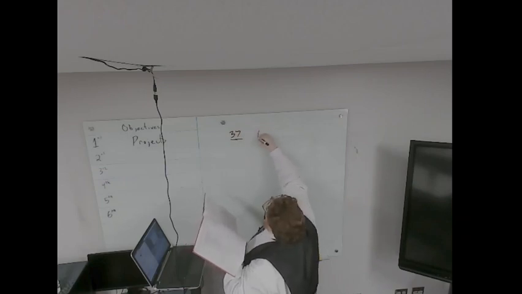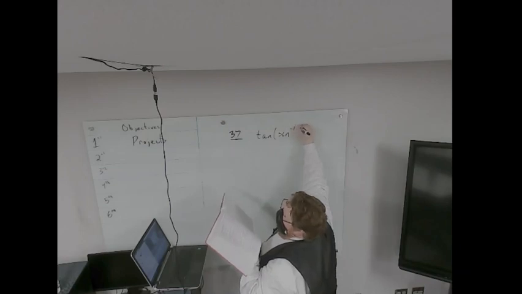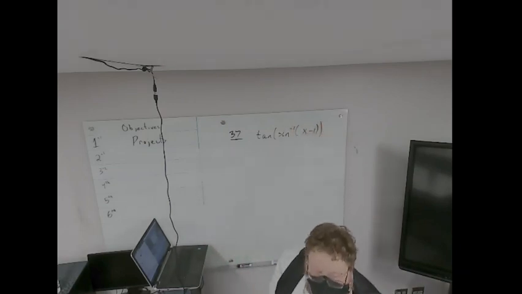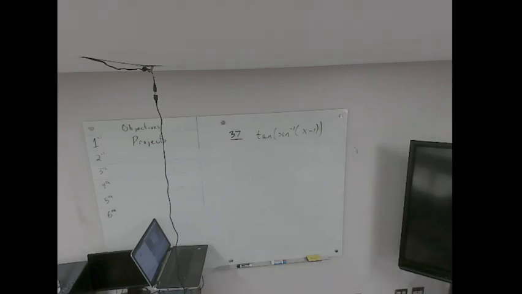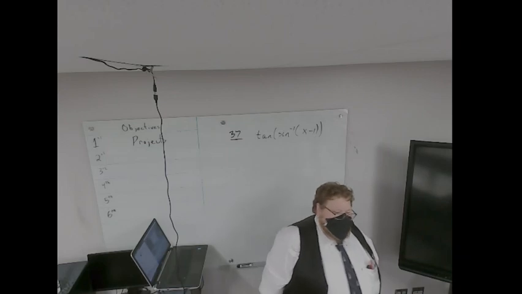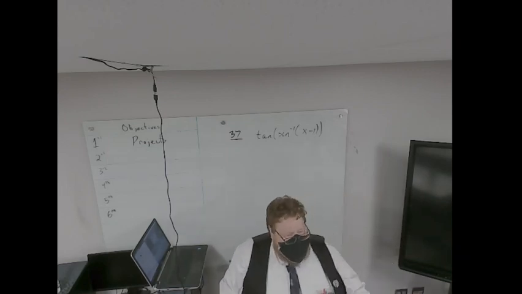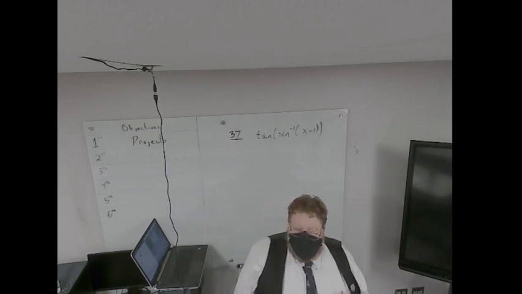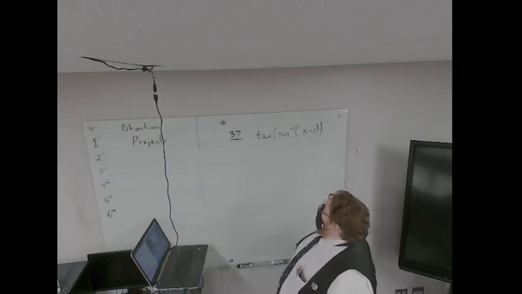We have tangent of sine inverse of x minus 1. This is what we called on Thursday a composite function, meaning it's two functions in one. We recommended the steps for doing these kinds of problems were to draw a triangle that represents the first part of the problem, and then use that triangle to solve the second part, most often with Pythagorean's theorem. So that's what I'm going to attempt to do.